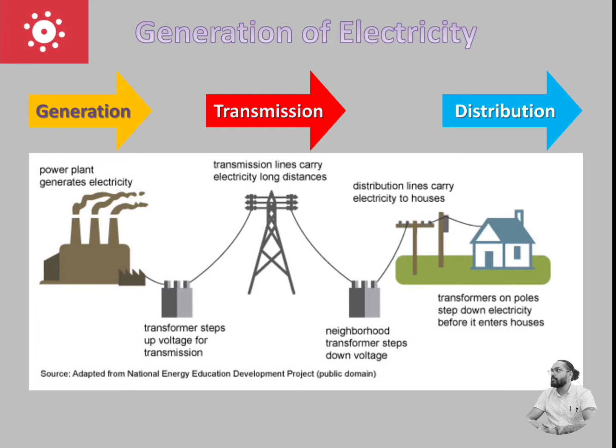There are many types of electric power generating plants. So when electricity is generated in a power plant, it is transmitted along wires and then it reaches our houses.